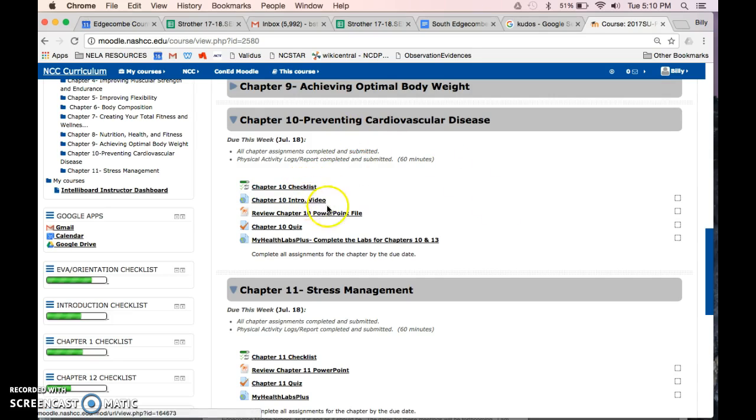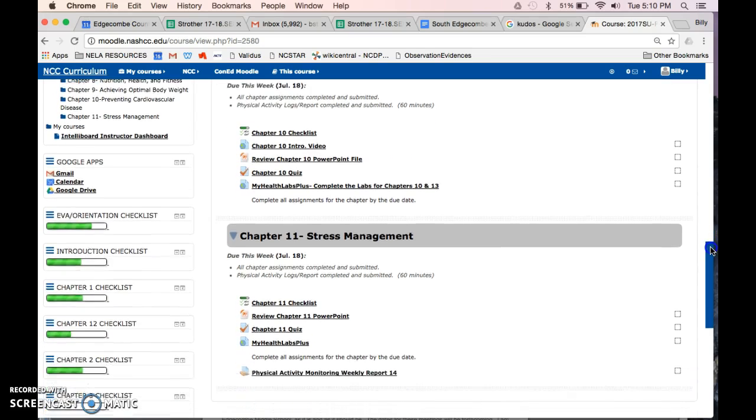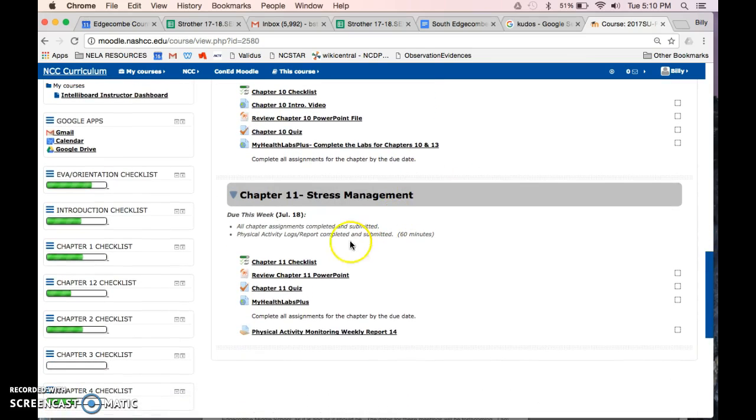Again, these are pretty routine weeks. We've got a checklist, our video, a PowerPoint, a quiz, and then the labs for both chapters 10 and 13. We're only covering chapter 10 in the book, but I thought the content was necessary for the lab. Again, the labs are optional, but if you've done them up to this point, continue doing them. It's a pretty hefty incentive or extra credit type deal for you to complete the labs. And then the same thing with chapter 11. We've got the checklist, the PowerPoint, the quiz, your lab, and then the physical activity monitoring weekly report.